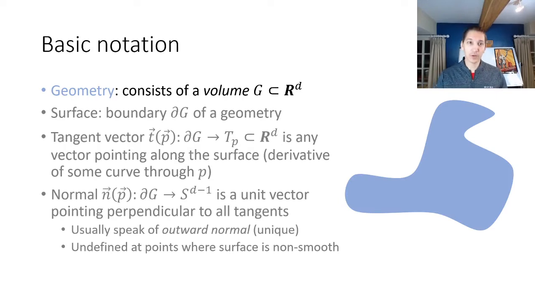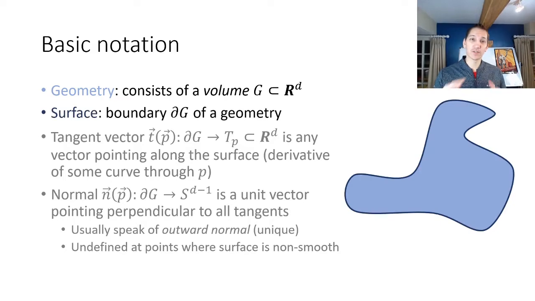So let's first start with some basic notation that's somewhat independent of the representation. A geometry consists of some sort of volume in space. So D here is either two or three-dimensional space, and the geometry is some subset of that space. The surface of the geometry is just its boundary, represented with this partial G symbol here. At any point on the surface, we have what's known as a tangent vector. There are many different tangent vectors. These are any vectors that move parallel to the surface. In other words, a tangent is the derivative of some curve through P on the surface of the geometry.